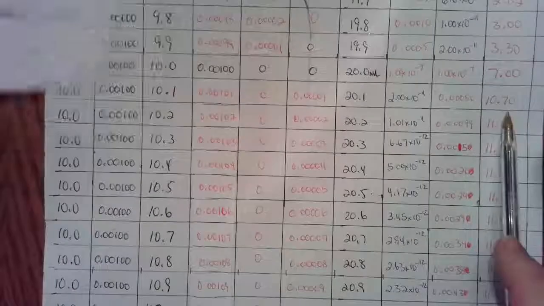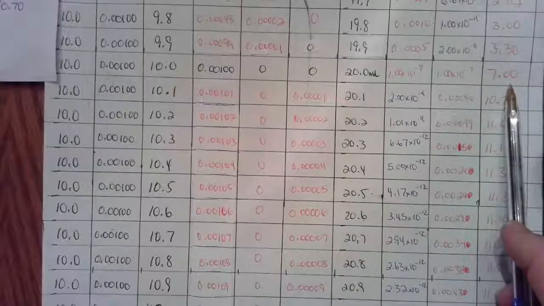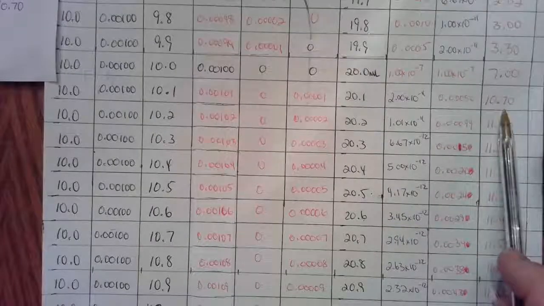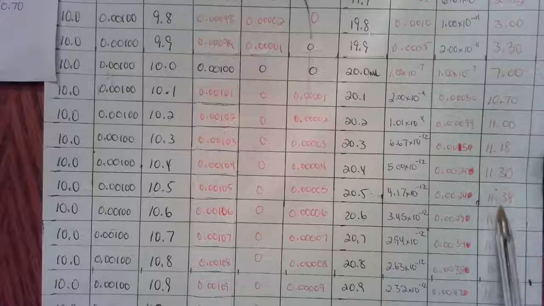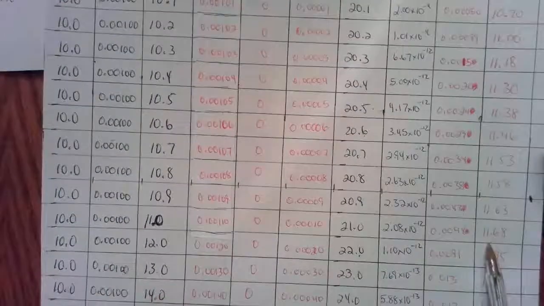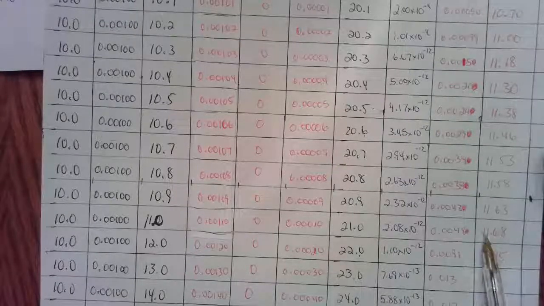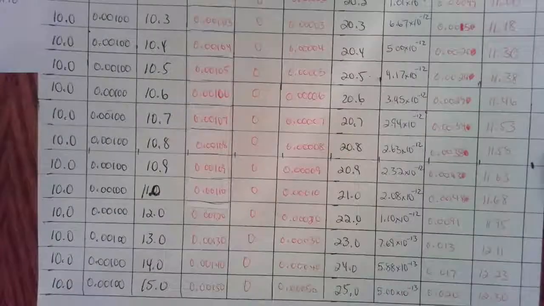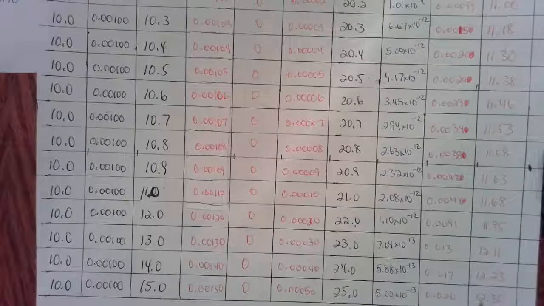Okay. And it goes similarly from there. So we went from 3.3 at 9.9 to 7 at 10.0 to 10.7 at 10.2. Keeps going up from there according to the same pattern all the way up through 11.0 where it's 11.68. Then from there I've started adding 1 milliliter at a time until I got bored with this at 15 milliliters total added, where the pH is 12.30.